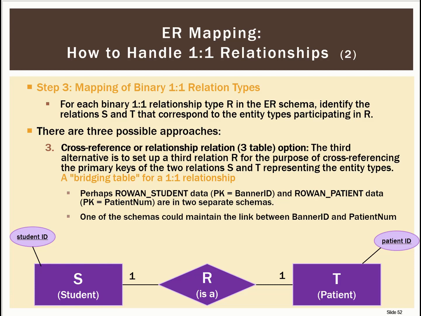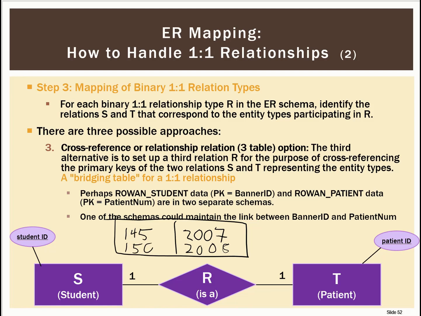So, for example, if the student number was 145 and their patient number was patient 2007, then we would build a table that keeps track of that relationship. That would be the third table. And if I had another patient who was patient number 2008, and that corresponded to student ID 150, we would just keep track of that in the bridging table.